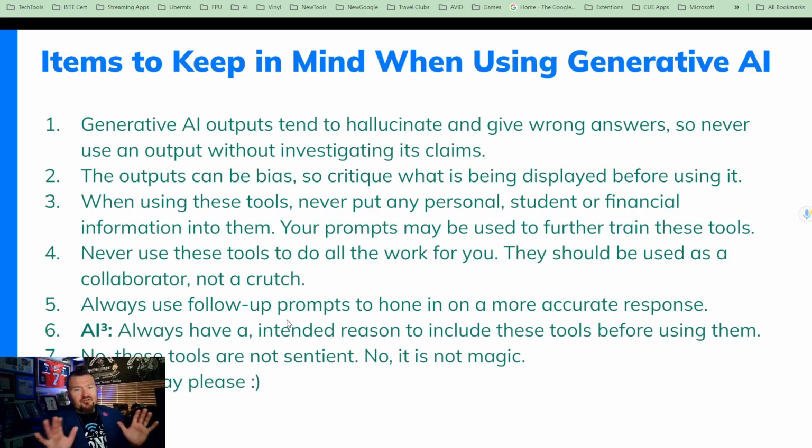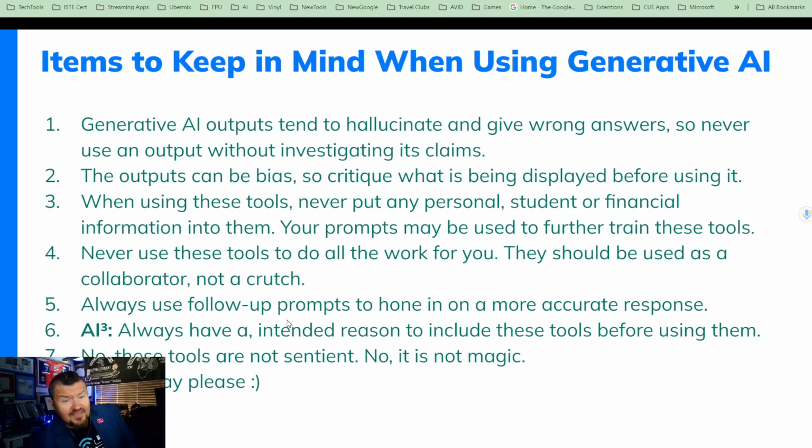So here are some things that you need to keep in mind when using generative AI. Generative AI outputs tend to be wrong. They tend to hallucinate, give wrong answers, give wrong conclusions. So never use an output without investigating its claims. Remember what we talked about in lesson 4: clarify, giving a great prompt, then verify. Verify its claims before you take them at face value.